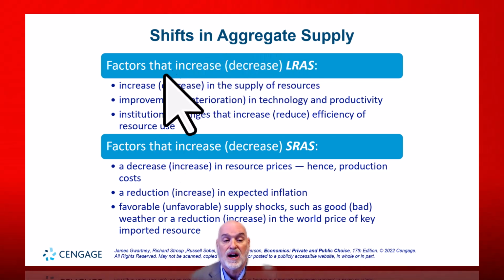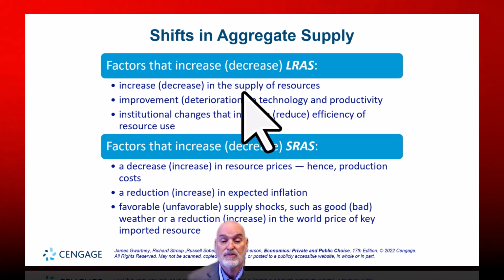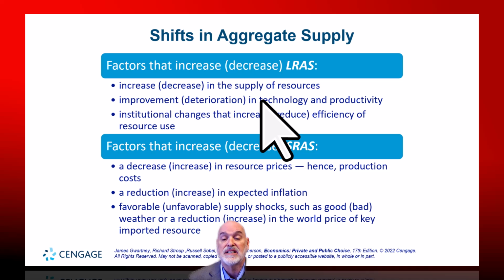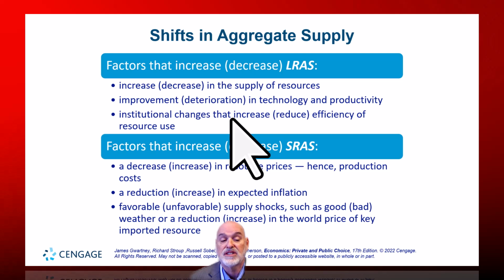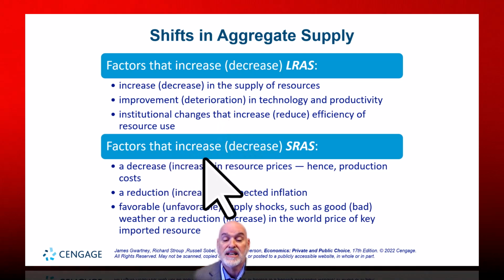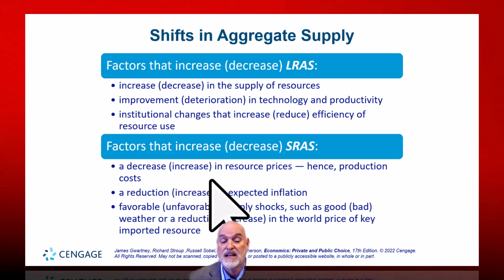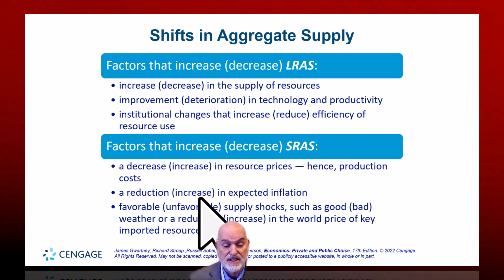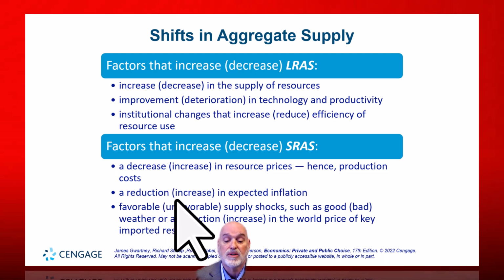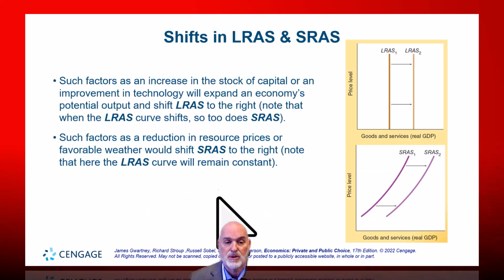Shifts in aggregate supply, factors that increase or decrease LRAS. Increase or decrease in the supply of resources, improvement or deterioration in technology and productivity, institutional changes that increase or reduce efficiency of resource use. Factors that increase or decrease SRAS: a decrease or increase in resource prices, hence production costs, a reduction or increase in expected inflation, and favorable or unfavorable supply shocks such as good or bad weather, or a reduction or increase in the world price of a key imported resource.